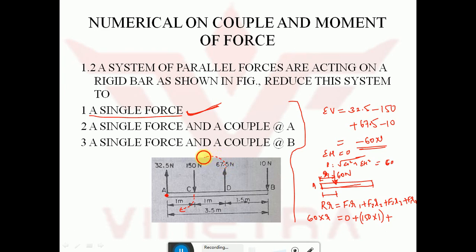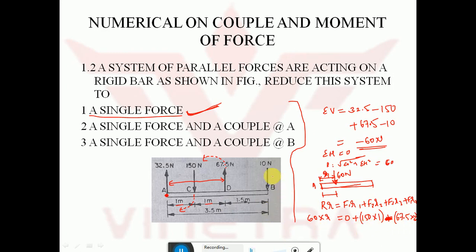F2 is 67.5 and it is acting anti-clockwise. Same, if I fix it here, due to application of this force, the body starts to rotate in the anti-clockwise direction. Therefore, it should be minus 67.5. What is the perpendicular distance between the chosen point and D, from here to here? 1 plus 1, it is 2.